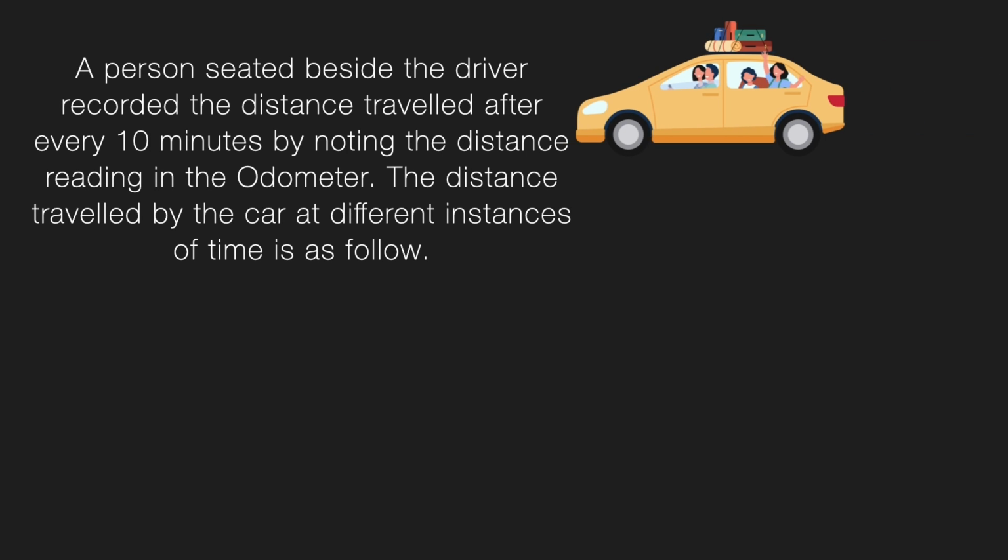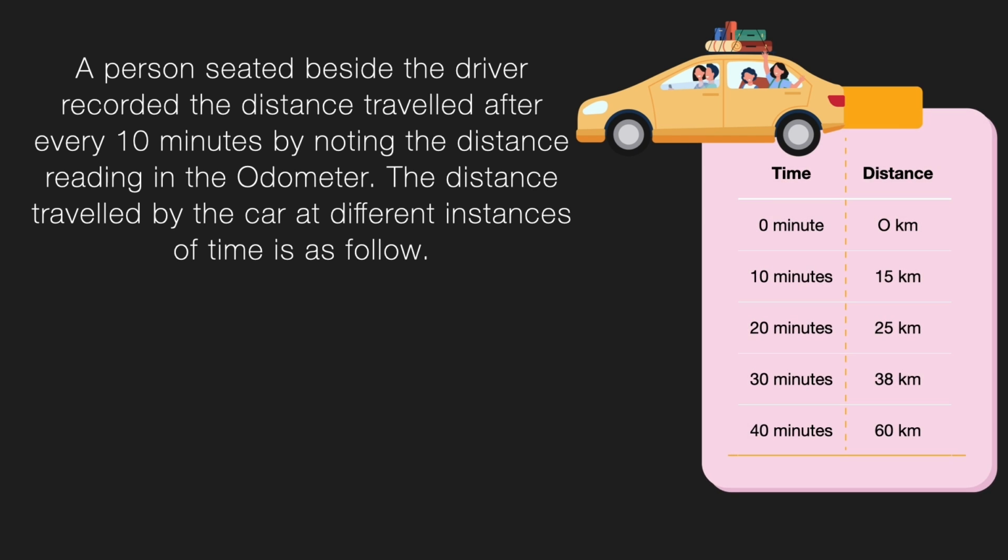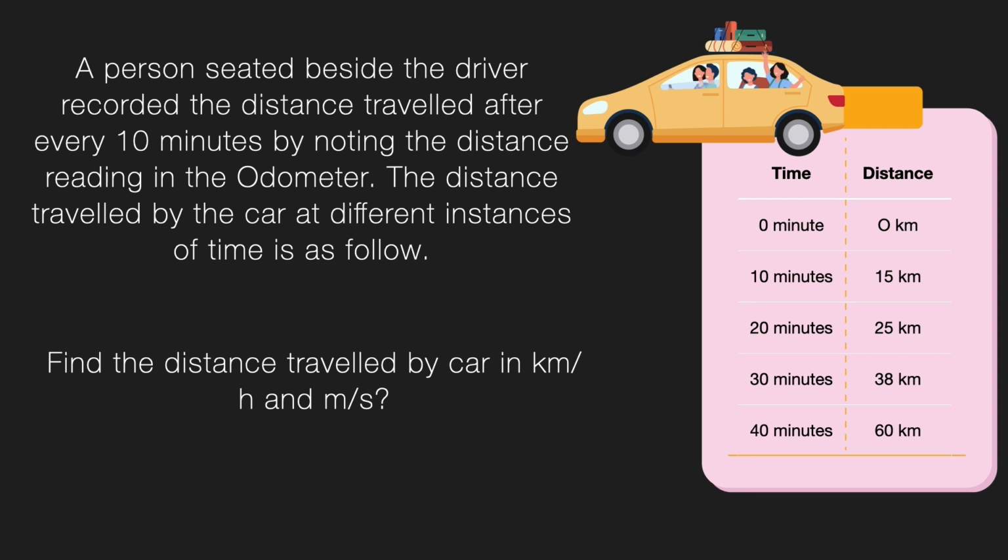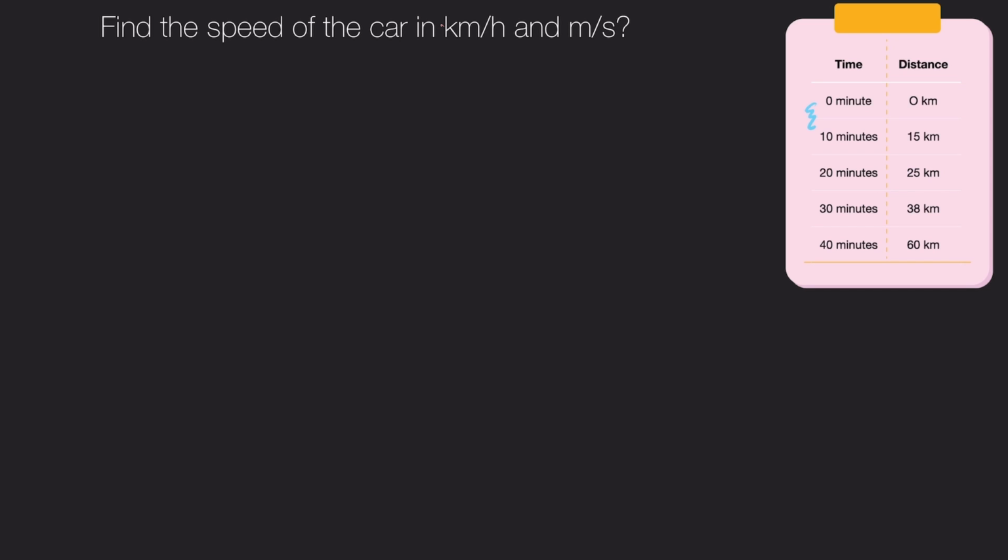Okay, let's try to apply what we learned here. We have a situation. A person seated beside the driver recorded the distance traveled after every 10 minutes by noting the distance reading in the odometer. Odometer is the device that reads the distance, right? The distance traveled by the car at different instances of time is as follows. The table is given. Find the speed of the car in kilometer per hour and meter per second. Let's find the speed of the car in both kilometers per hour and meter per second.